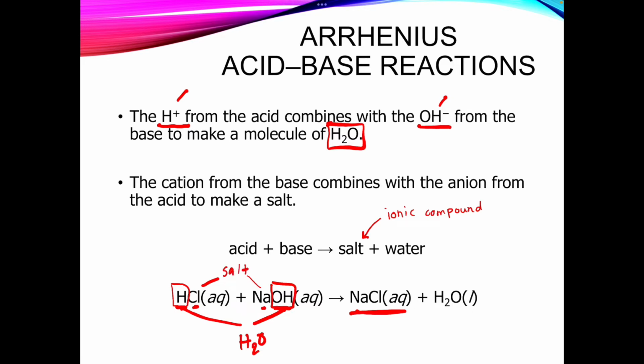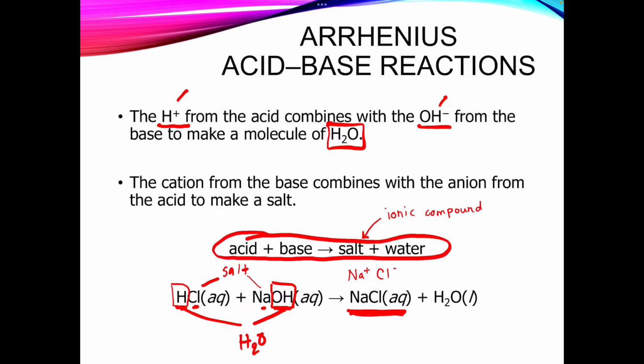Okay, and again, in order to make our salt, you would need to circle and switch the ions just like we've done before. So this would be Na plus and Cl minus, and that will get us NaCl because those charges are equal and opposite, so we just put them together, right? All of our rules of writing formulas for ionic compounds still apply here. This is just a specific type of reaction. So our general formula is an acid plus base will give us a salt and water.